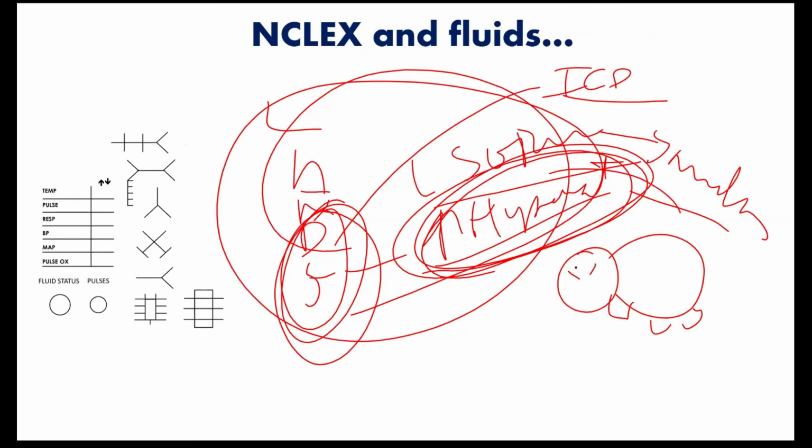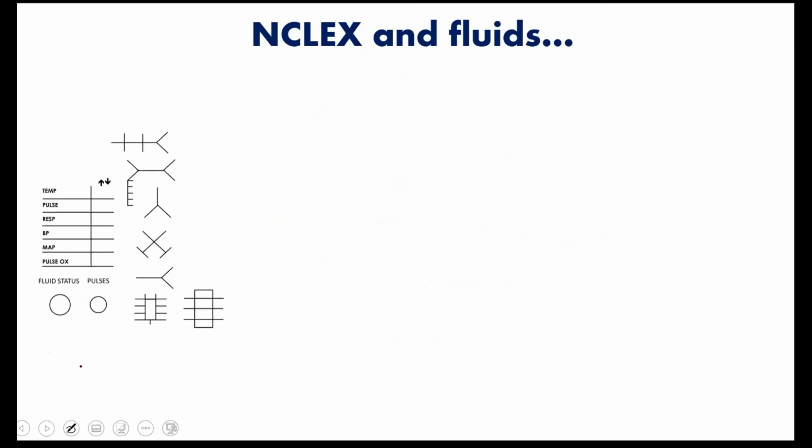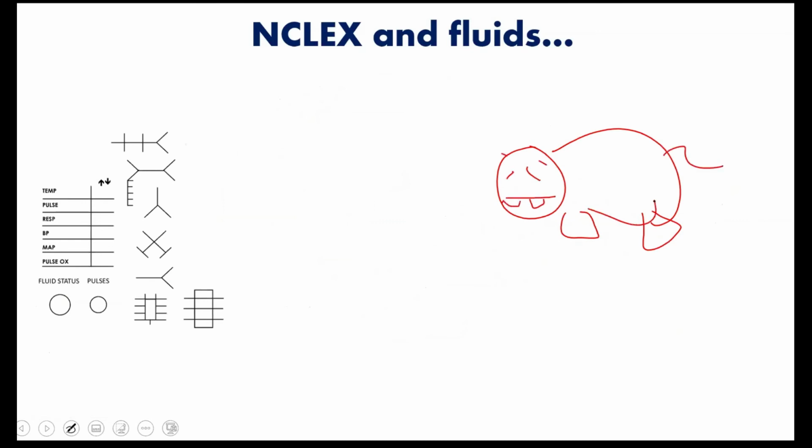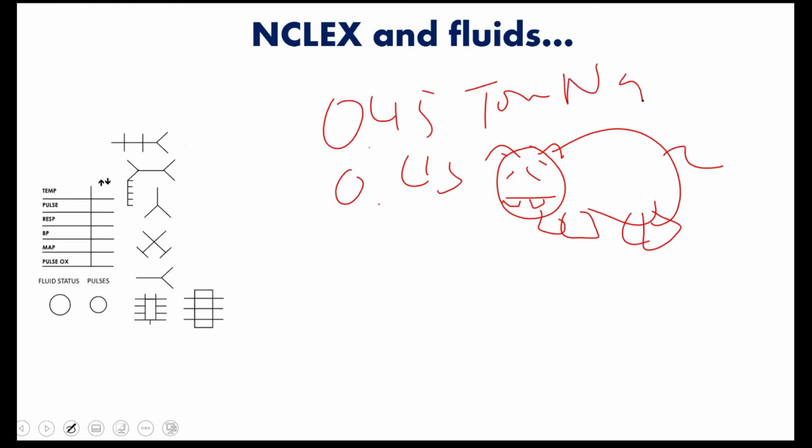Then we go into actual hypotonic solutions. So hypotonic, we said there's a big hippo, and it kind of looks like a pig, whatever. All right, so hypotonic, right? 0.45, ton hippo. And we said that's sodium, normal saline or NaCl, basically, at 0.45. So what happens to this?